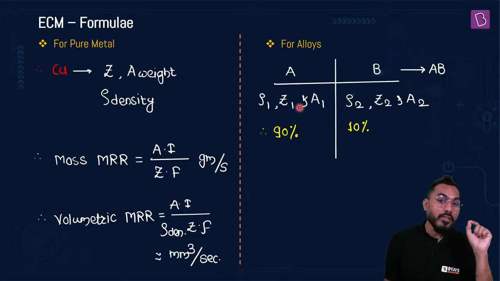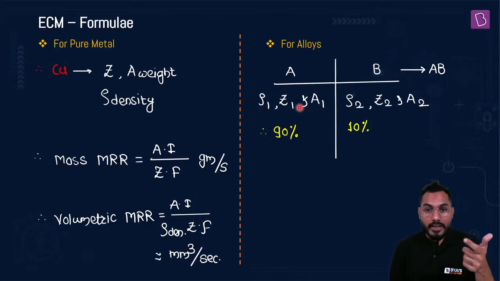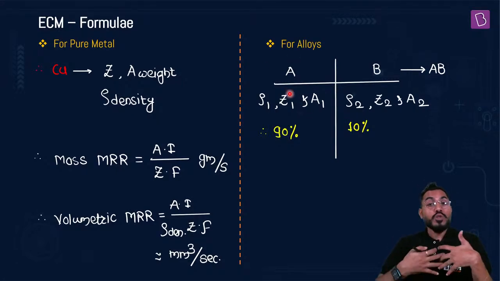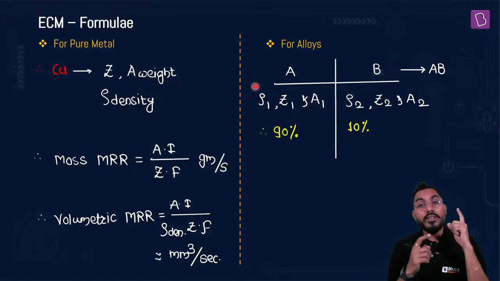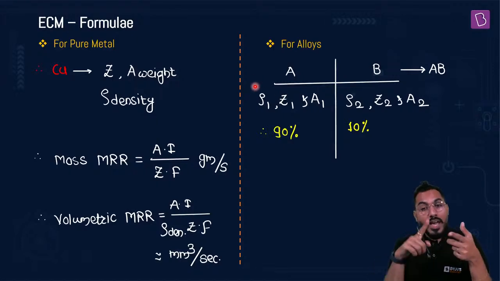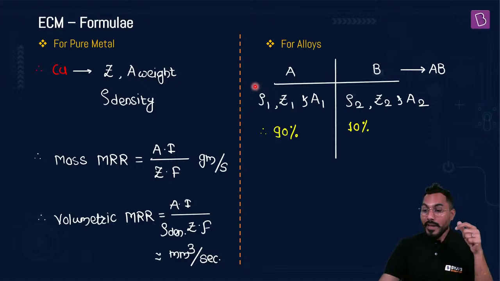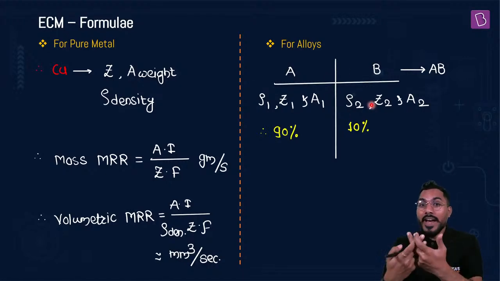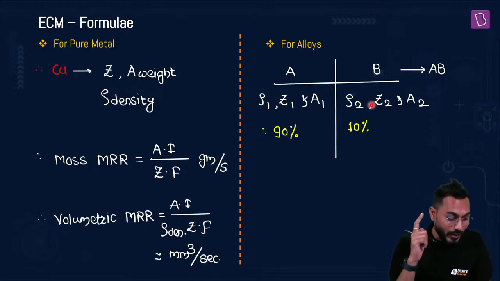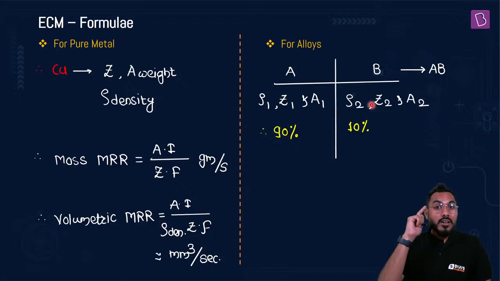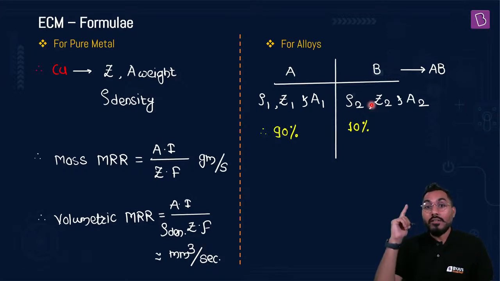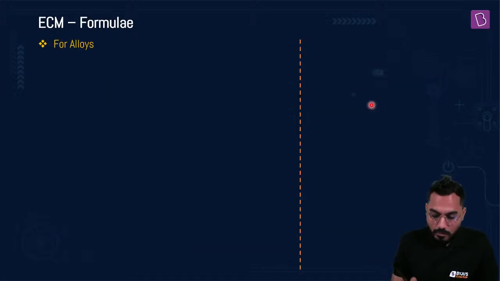The weighted average stands for giving a weight. A is 90%, so 90% weightage should be given to the density of A, valency of A, and gram atomic weight of A. If B is 10%, then the relevant weight has to be given. So you must have heard and understood that. What exactly do we have to calculate? We have to calculate the weighted average. Now how to calculate the weighted average here? Let's take an example.